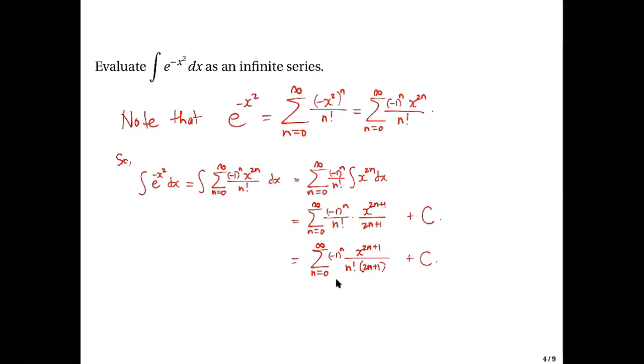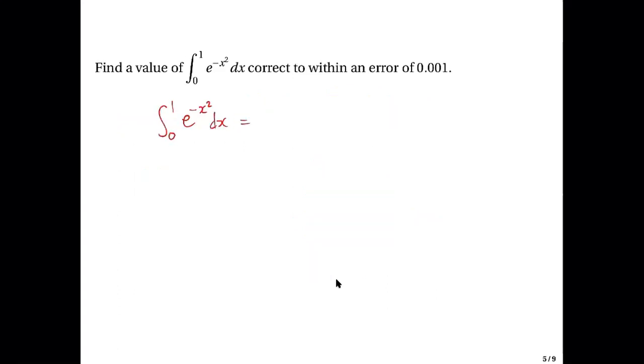okay? So in here, we will have the series n equals 0 up to plus infinity, negative 1 to the n, x raised to 2n plus 1, all over n factorial 2n plus 1. You evaluate this from x equals 0 to x equals 1.